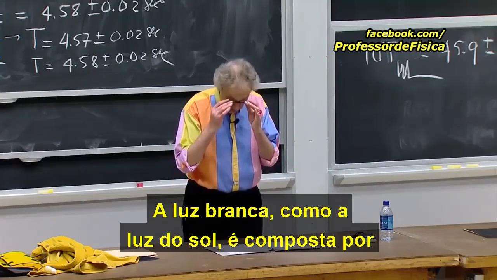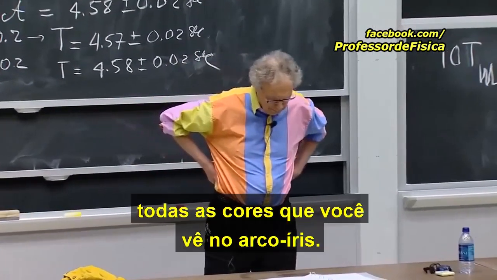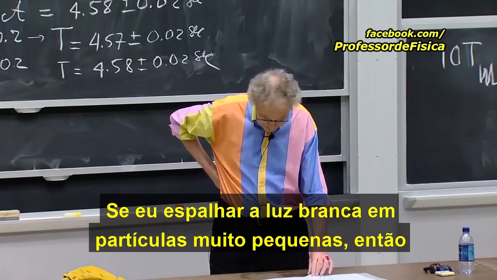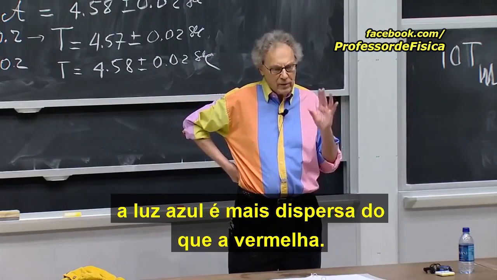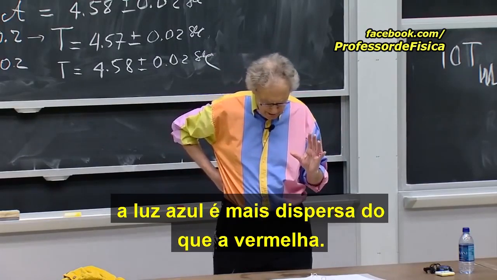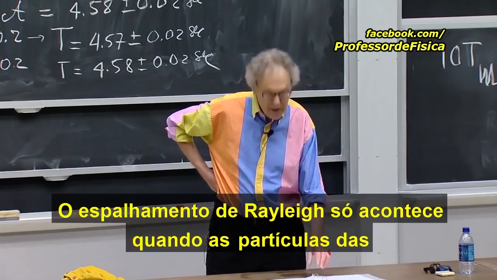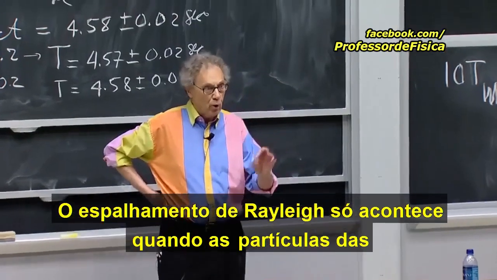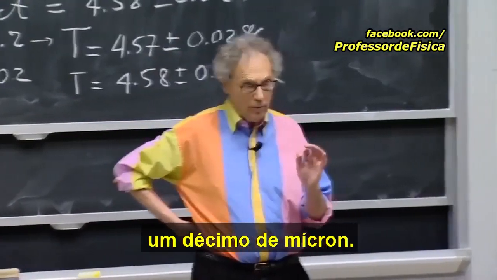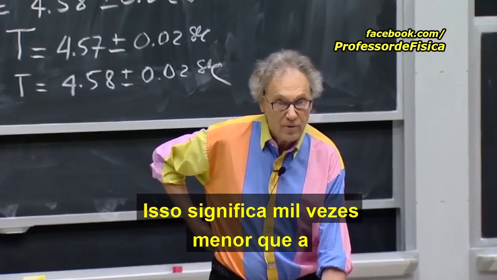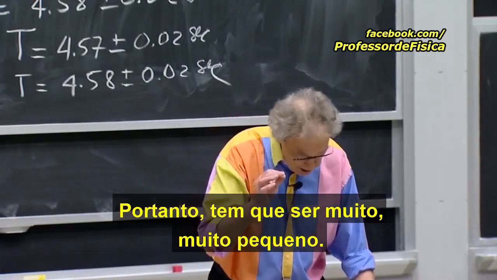White light, like sunlight, is composed of all the colors that you see in the rainbow. If I scatter white light off very small particles, then the blue light is scattered more than the red light, and we give that a name in physics. We call that Rayleigh scattering. Rayleigh scattering only happens when the particles off which the white light scatters are smaller than 1/10 of a micron. That means 1,000 times smaller than the thickness of your hair. So it has to be very, very small.